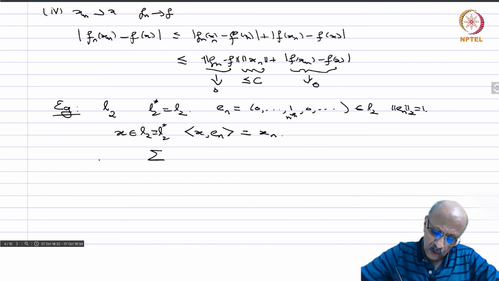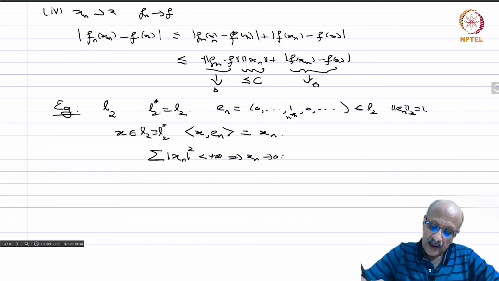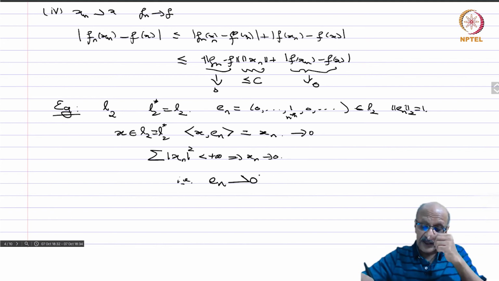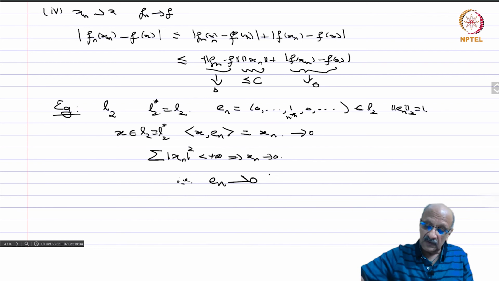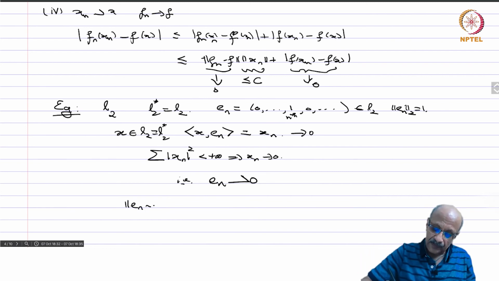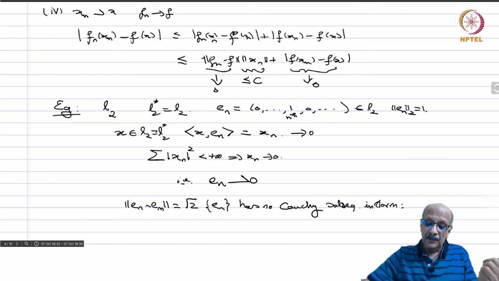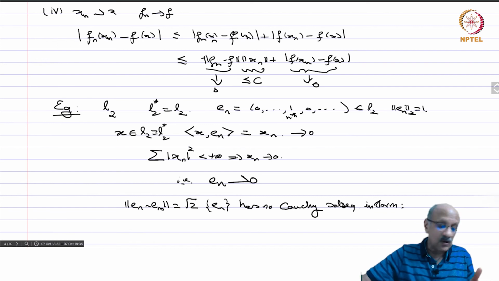But then what do you know about x? x is in L2, so sigma xn square is finite. So this implies that xn goes to 0. Therefore x(En) goes to 0 for every x in L2, which is the dual space, and therefore you have that En converges weakly to 0. If for every linear functional x(En) goes to 0, then En converges weakly to 0. But remember that norm En minus Em is square root of 2, and therefore En has no Cauchy subsequence in norm. Therefore, for no subsequence will En converge in norm, and therefore we know that norm convergence implies weak convergence, but the converse is not true. Weak convergence does not imply norm convergence.